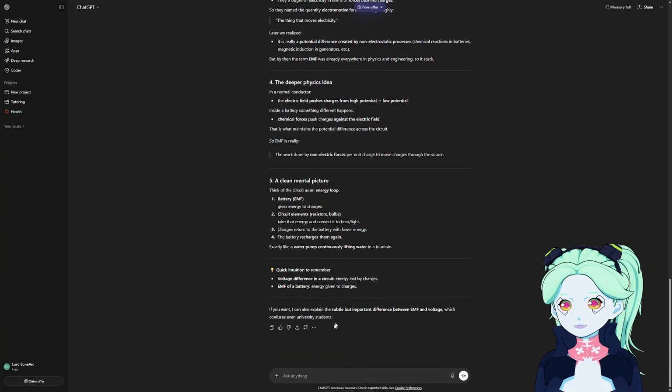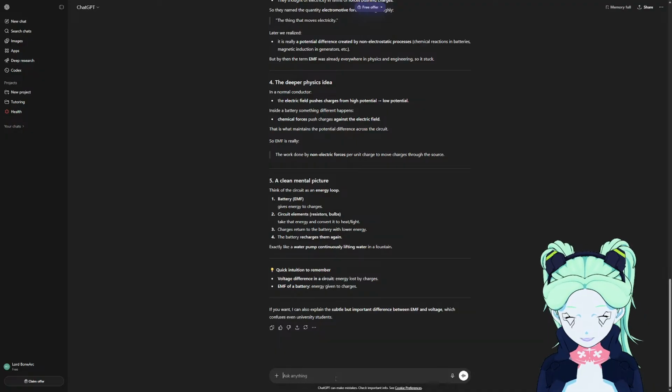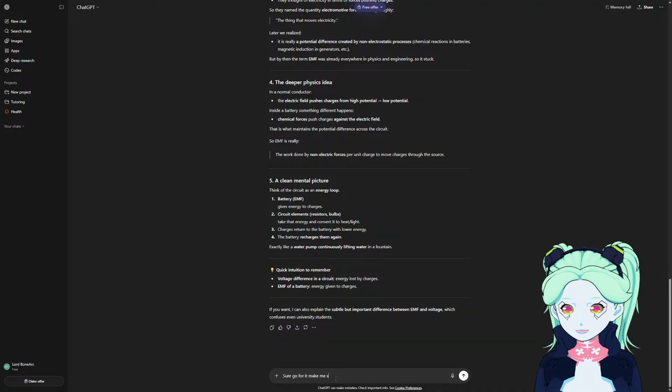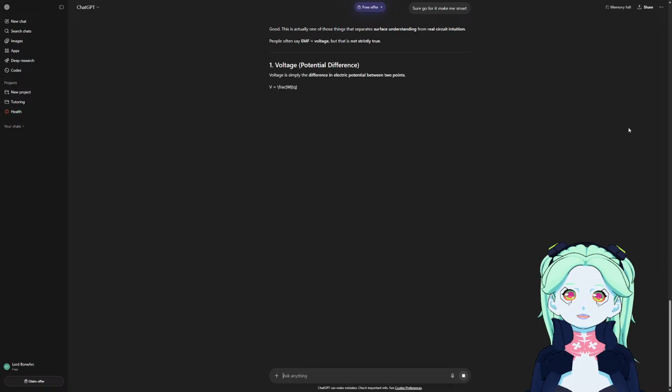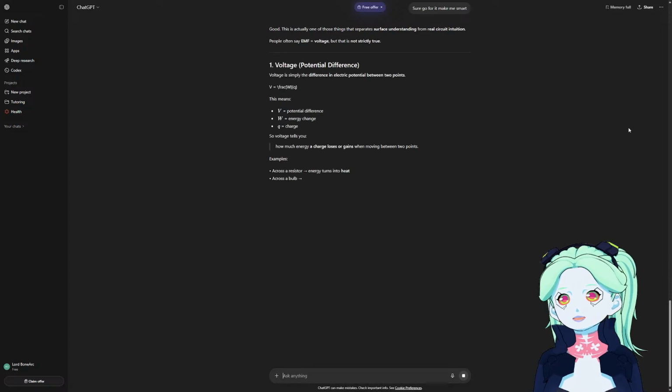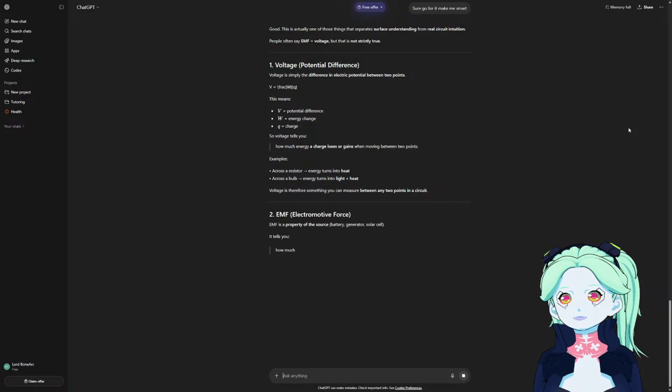If you want, I can also explain the subtle but important difference between EMF and voltage, which confuses even university students. Sure. Go for it. Make me smart. Good. This is actually one of those things that separates surface understanding from real circuit intuition. People often say EMF equals voltage, but that is not strictly true.